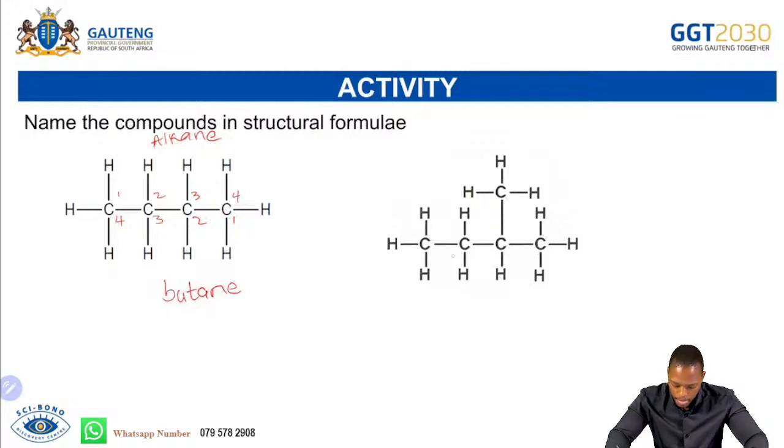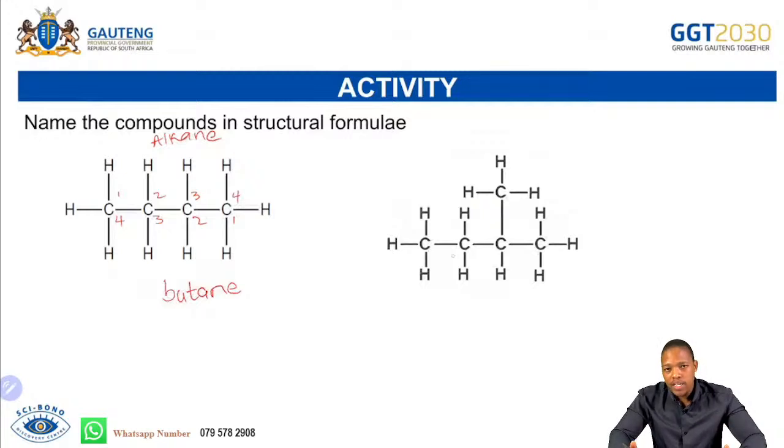Welcome back, grade 12. I hope you've attempted the question, and I hope you're getting it right. Okay, let's check if we've done the correct thing with naming this compound. Remember our steps. Step number 1, very, very important. Identify your parent chain. What's your parent chain? That's the longest continuous carbon-to-carbon chain.